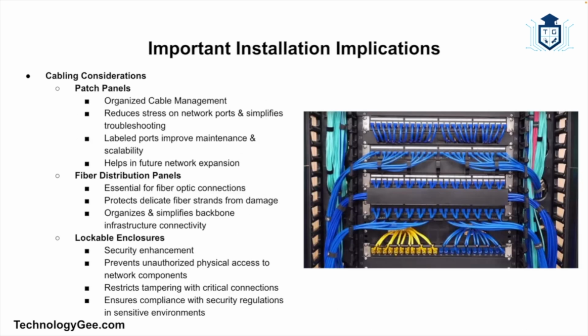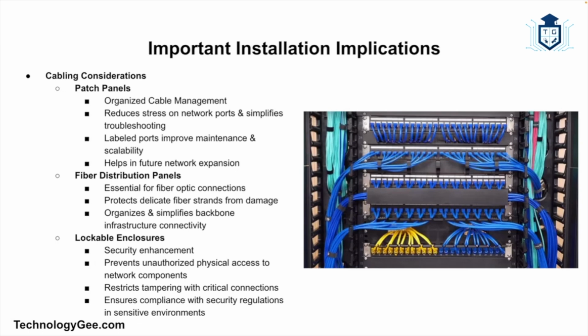All right, next we have cabling considerations. So structured cabling is essential for an organized and efficient network. This minimizes interference, simplifies troubleshooting, and improves scalability. So we have patch panels, and these allow for easy cable management and organization, reducing stress on network ports. So you want to make sure you're labeling the ports to enhance troubleshooting, and this helps in future expansion and maintenance. You have fiber distribution panels, and these are essential for fiber optic connections, and they protect delicate fiber optic strands, and they also provide an organized way to connect backbone infrastructure.